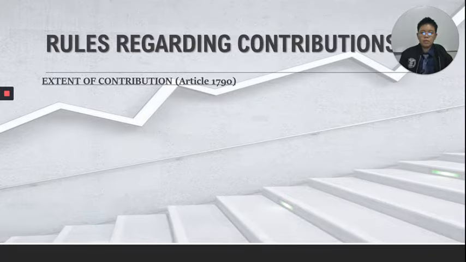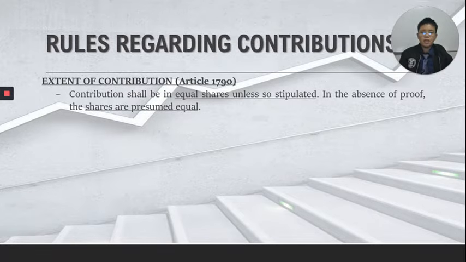So, remember the extent of contribution. Ano ba? General rule, commutative. So, equal shares in the contribution unless otherwise stipulated. So, remember, equality is the general rule. Commutativity is the general rule. However, there can be an exception if there is a stipulation to that effect. In the absence of any proof, the shares are presumed to be equal.